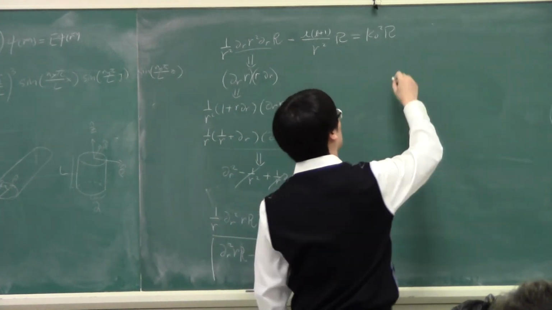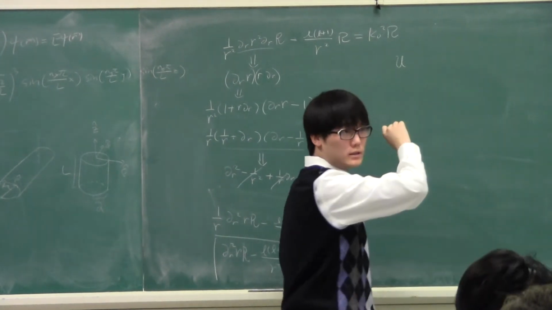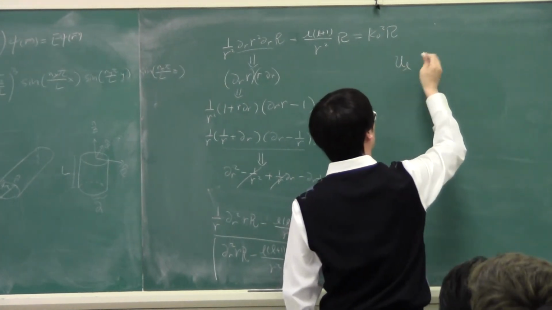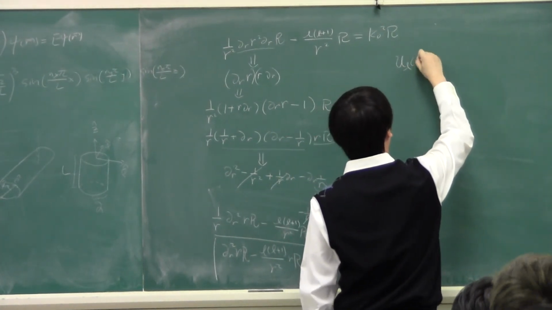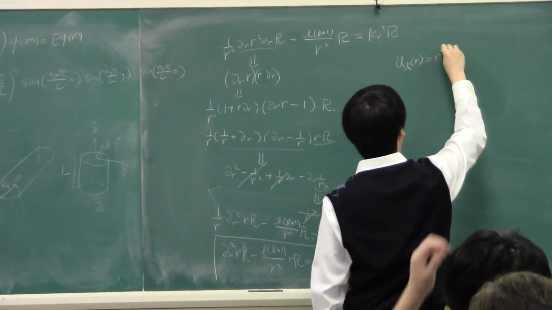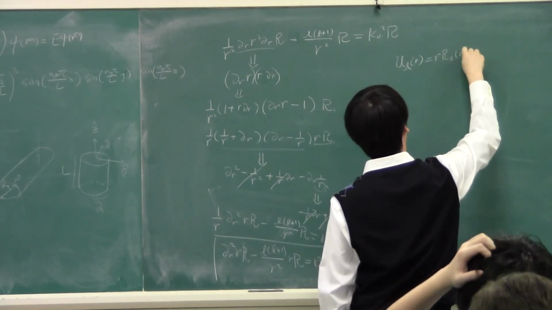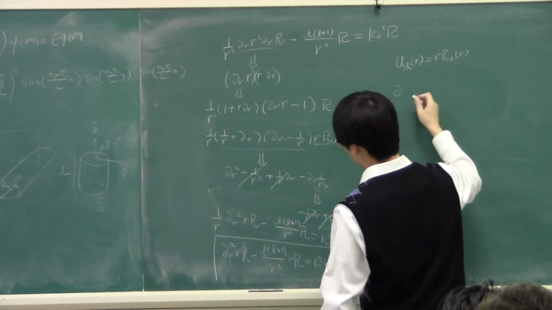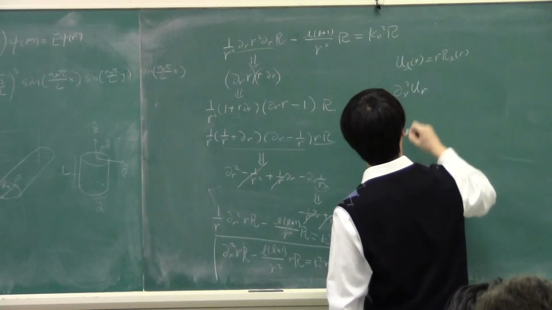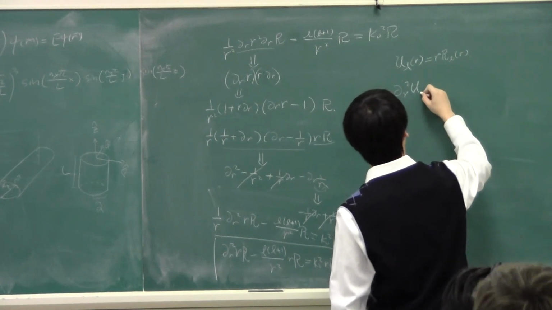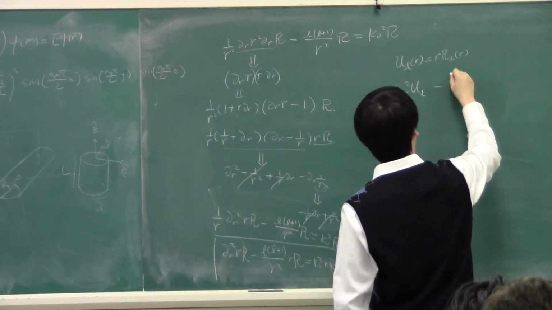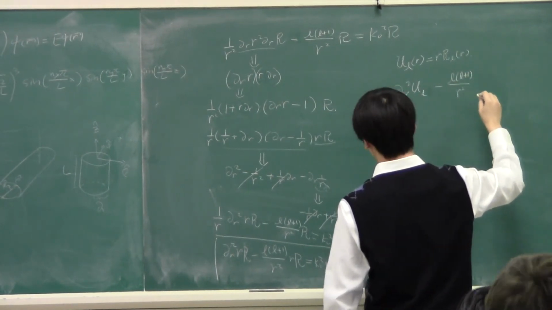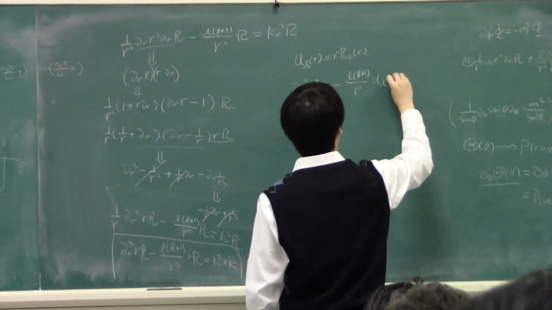So let's say that the eigenfunction is actually U, and the eigenfunction depends on the value of L, so we label it as L. U_L of R is equal to R times R_L. And then the eigenvalue problem in terms of U_L is very simple: the second derivative with respect to R, and then minus a centrifugal barrier term operating on U_L.